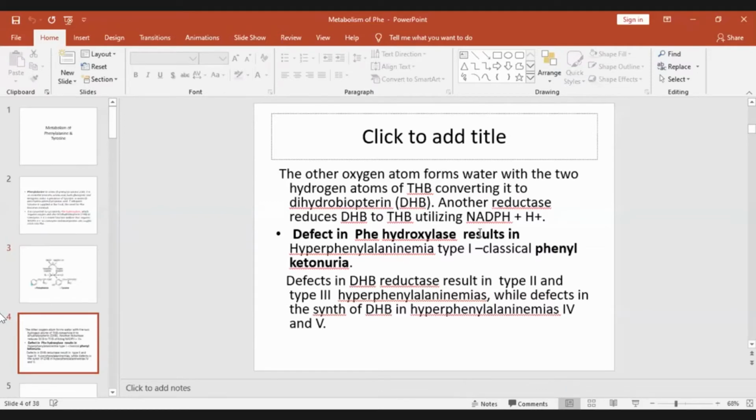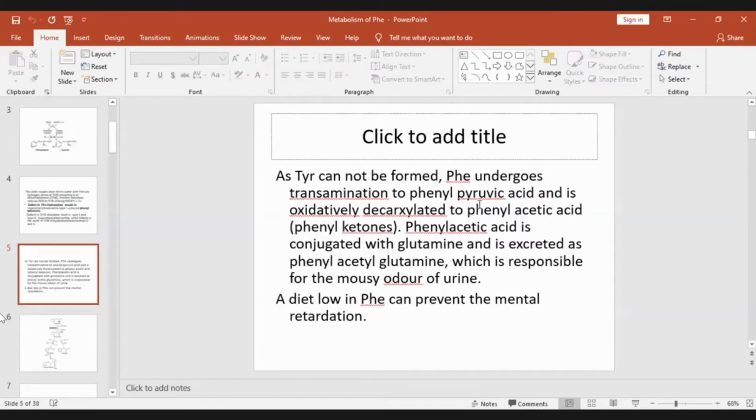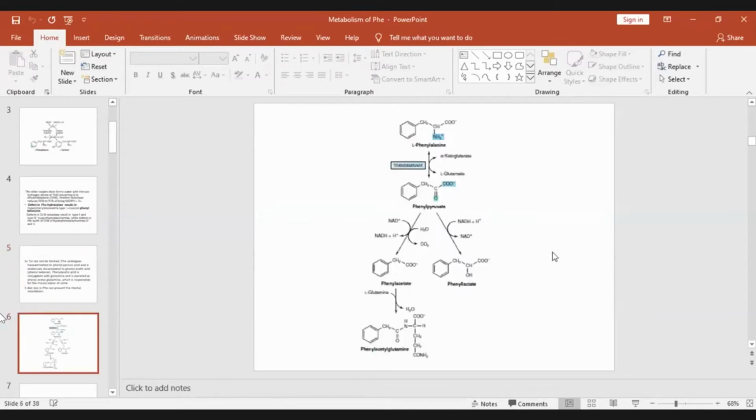Defect in phenylalanine hydroxylase results in hyperphenylalaninemia type 1, or classical phenylketonuria. Defects in dihydrobiopterin reductase result in type 2 and type 3 hyperphenylalaninemias, which can also be called phenylketonuria, while defects in the synthesis of tetrahydrobiopterin result in hyperphenylalaninemias 4 and 5. So tyrosine is not formed when phenylalanine hydroxylase deficiency is there.